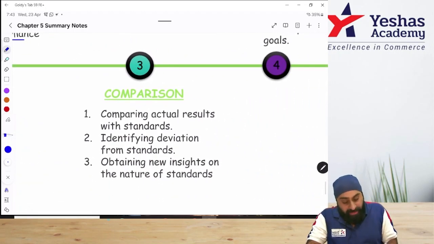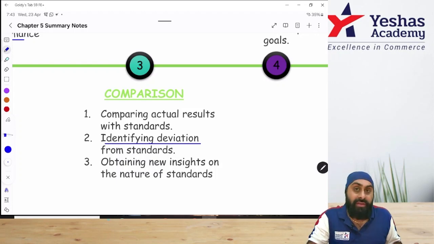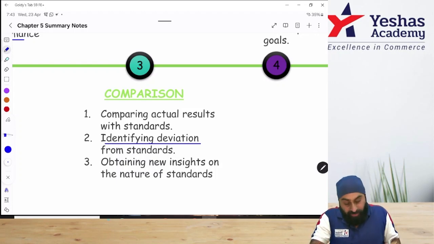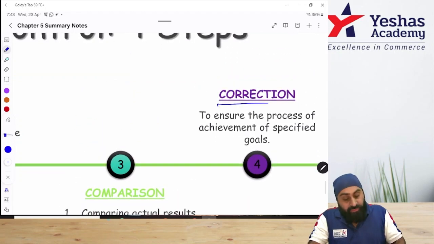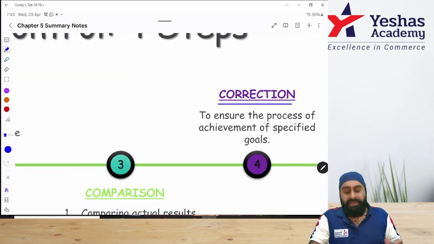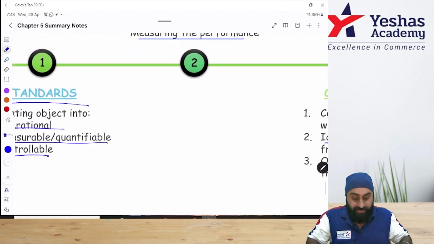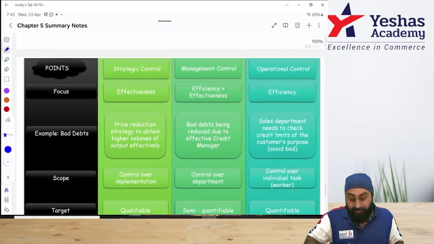Once you compare that, identify, is there a deviation? If deviation, then you require a control. If there is no deviation, no control required. Obtaining new insight of nature or standard, then what you will do is, if there is a deviation, you will start correcting the process. That is what control is basically, not strategic control.